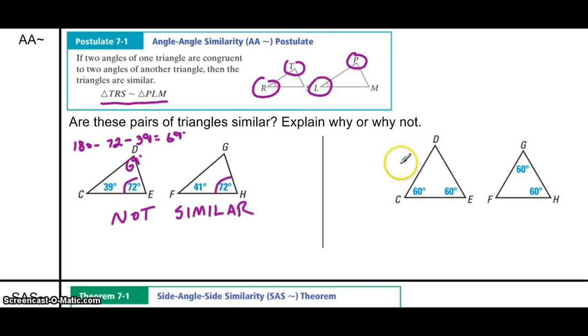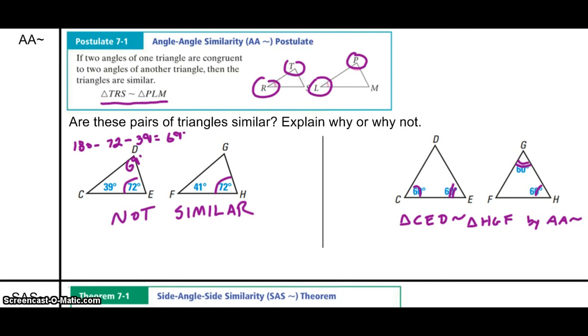What about these next two triangles here? Well, we've got two equilateral triangles, and I know that because they've got two 60-degree angles, which means the third angle will also be 60 degrees. And so right away we've got 1, 2 pairs of congruent angles. So that fits the angle-angle similarity theorem, and I can say that triangle CED is similar to, let's see, triangle HGF by the angle-angle similarity theorem.